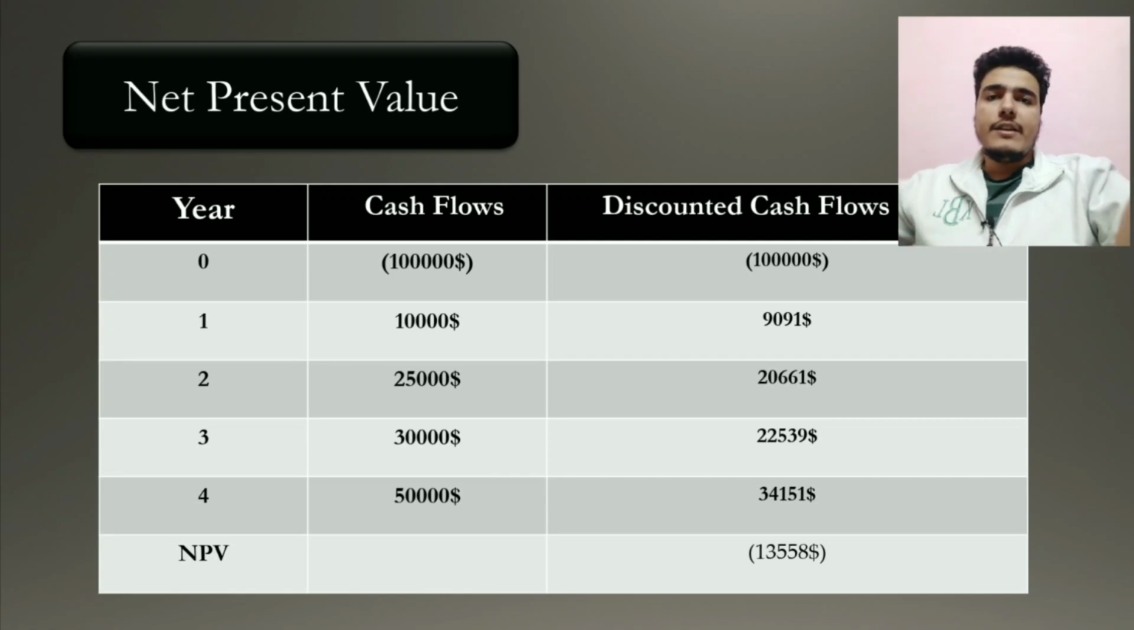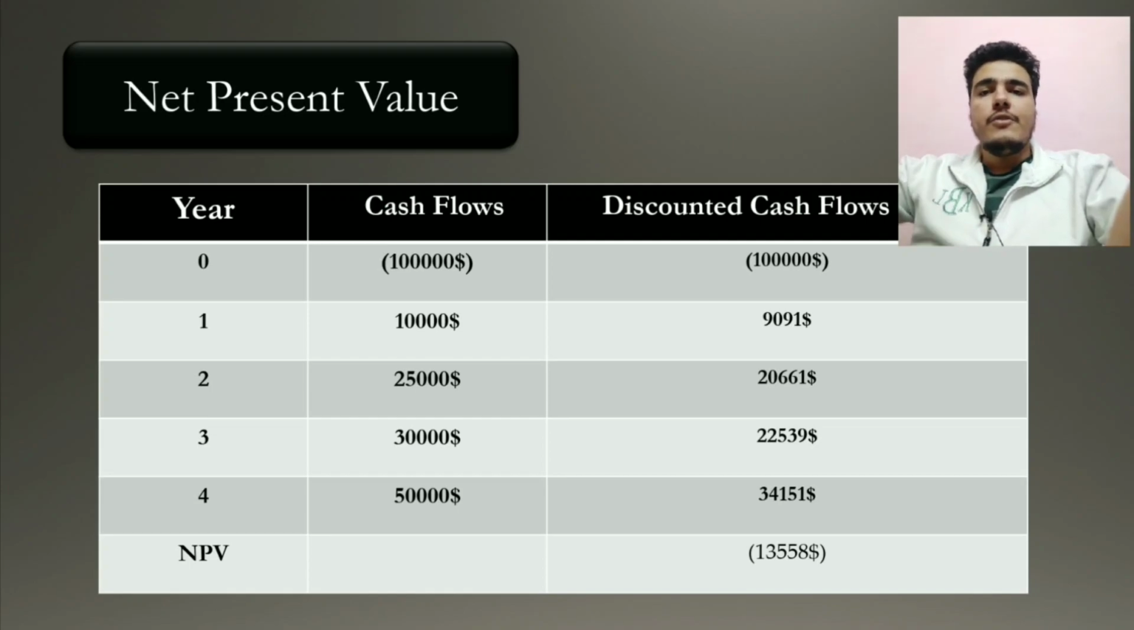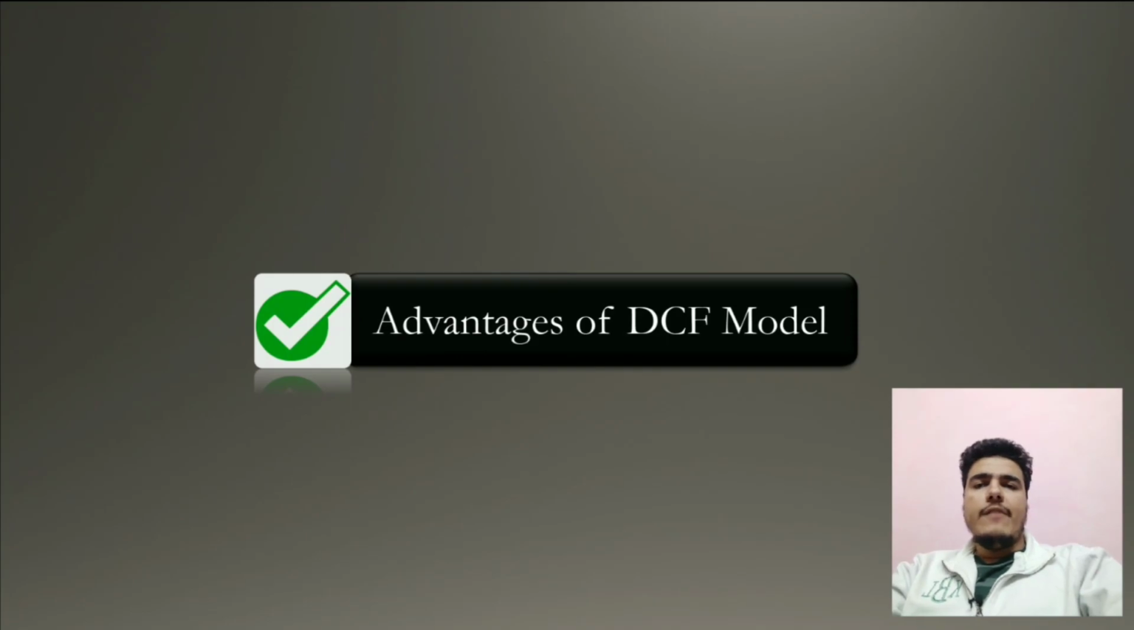Instead she can invest in debentures for getting a 10% return, which is better. If it is positive, then she should invest in this business, but in this case it is negative, right? Now let's move to the advantages of the DCF model.